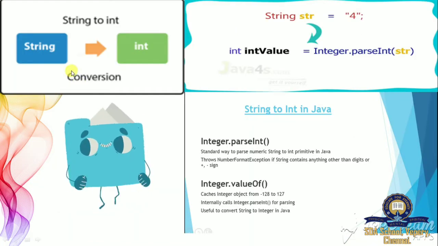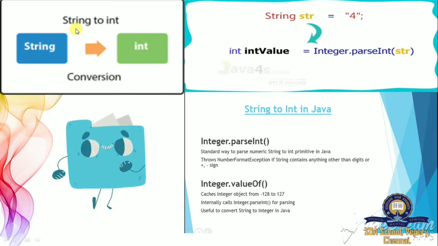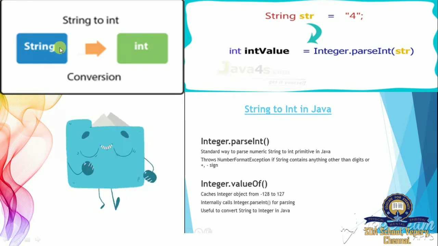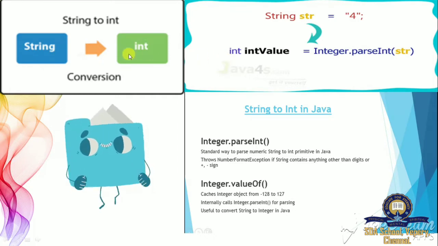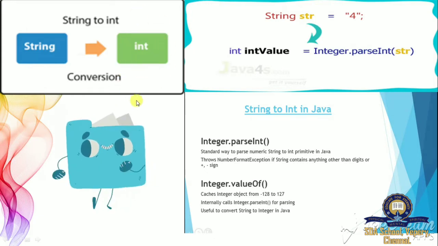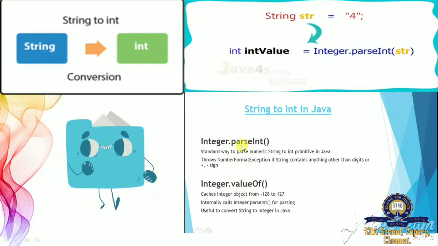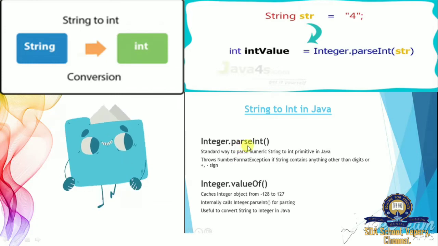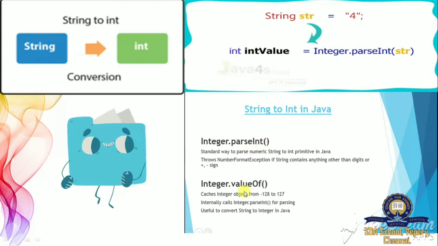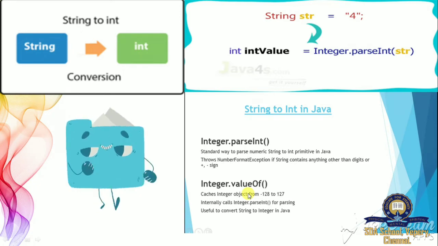Now let's see string to integer conversion. Already you know about string. A string is a collection of characters. It's enclosed between a pair of double quotations. So we have to convert the string into integer. Integer is a whole number. Now we can use these two functions to convert the string into integer. The first one is parseInt. Otherwise we can use valueOf. We can use parseInt or valueOf. These two functions are used to convert the string into integer.